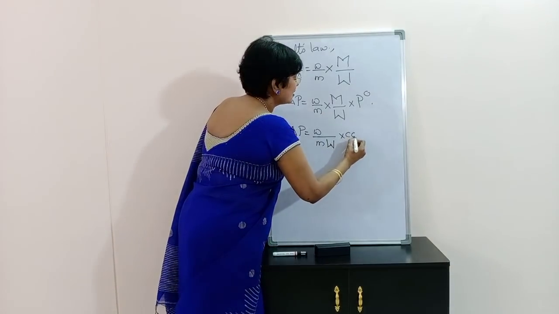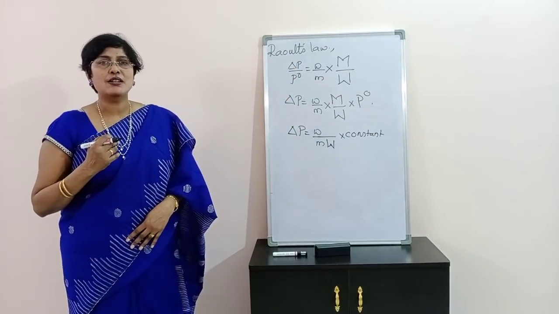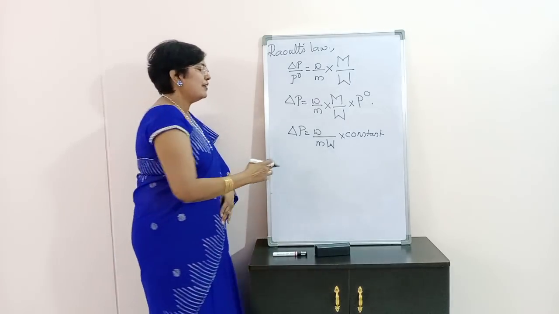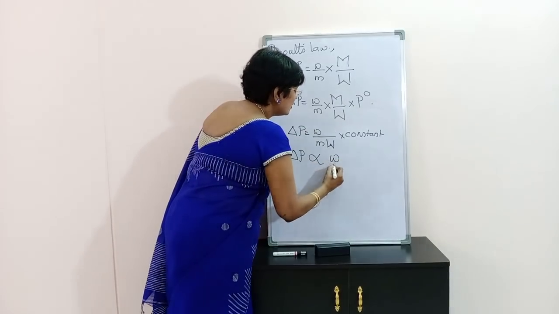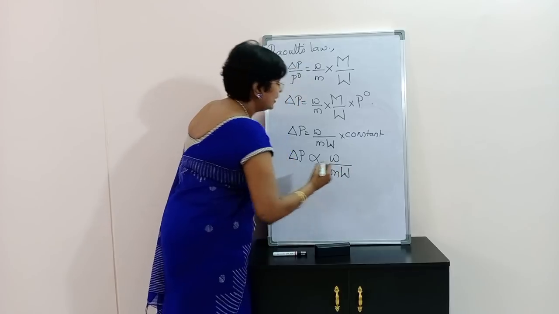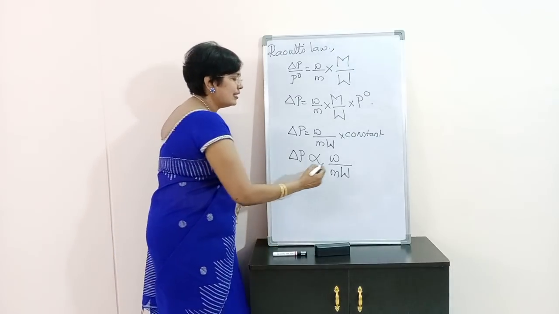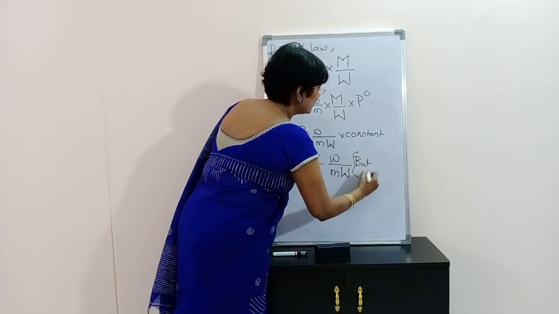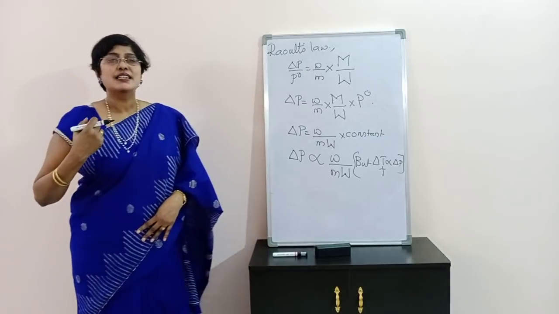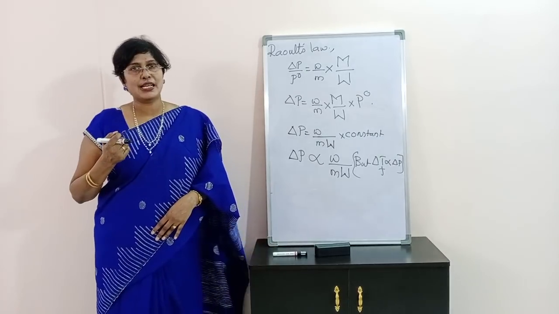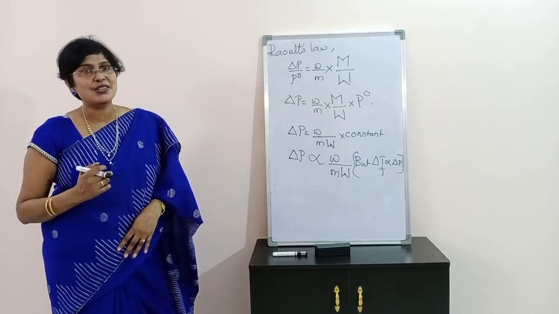So, write down, students, the product of m and P naught will be constant. As we all know, if we remove the constant, it changes as proportional to small w by small m into capital W. But we all know that delta Tf is proportional to delta P. But we have seen delta P is proportional to small w by small m into capital W.